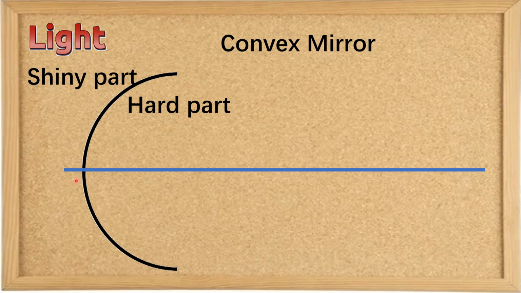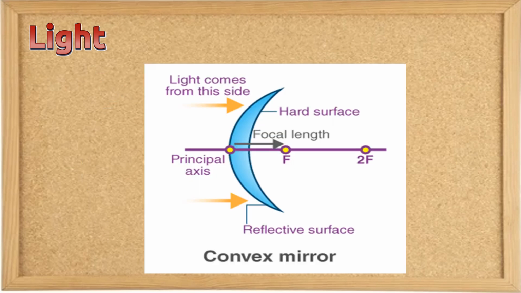Also, your convex mirror has your principal axis, by which this is your focal point and this is your secondary focal point. So this is your F1. Again, this is your F1. And then this is also your F2, or some books they wrote there 2F. So this is what your convex mirror looks like. That's the summary. You have your focal point or F1 and also your F2. You have your shiny part and then your hard surface.